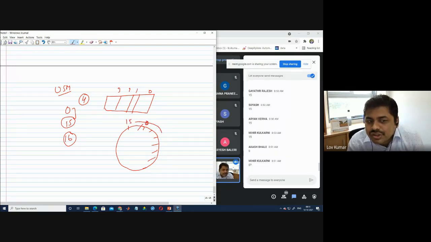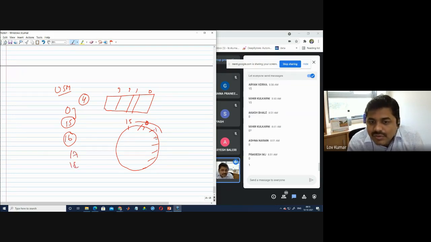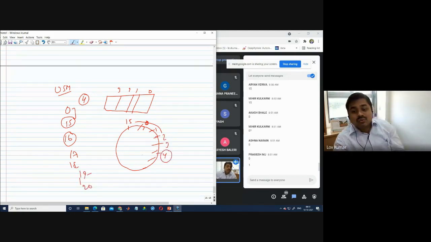So it will store 0. If you are writing 17, it will store 1. If you are writing 18, it will store 2. If you are writing 19, it will store 3. If you are writing 20, it will store something like that.